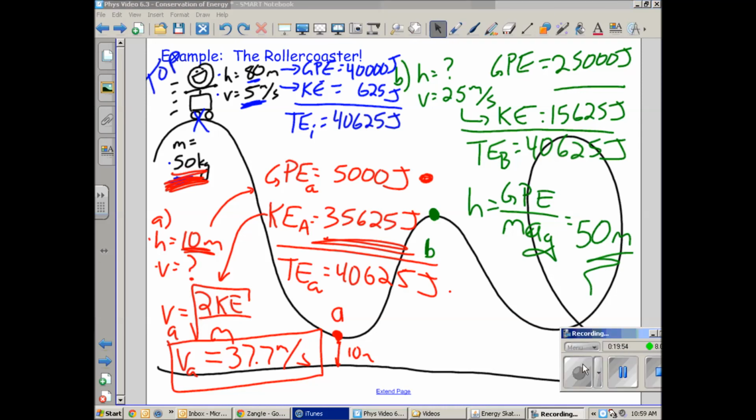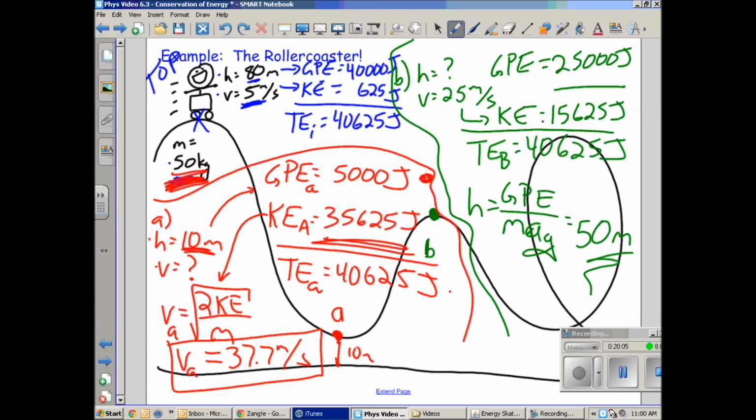The biggest mistakes I see people making are organizational. So please, please, please try to keep your information separately. You might even consider making a chart, you know, so that you keep all of the stuff for each point in one part of the chart.